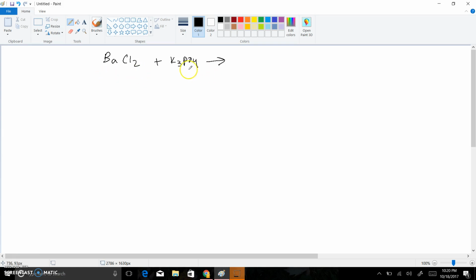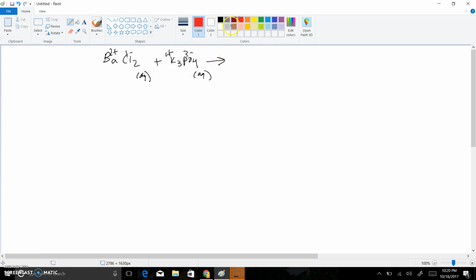I've got a compound plus a compound. I'm going to put in my states of matter. These two are aqueous. All chlorides are aqueous, all potassiums are aqueous. That's not part of the AP rules to know, so they'd have to give you that. I can see my barium is a 2+, chlorine is a 1-, potassium is a 1+, and phosphate's a 3-.